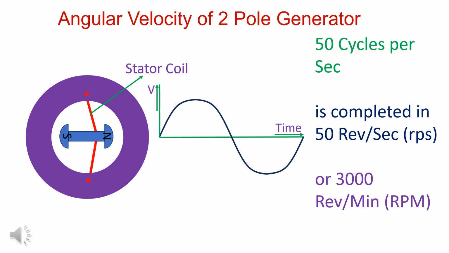Angular velocity can also be obtained by using N equals 120 f by P, where N is angular velocity in rpm, f is frequency of supply voltage, and P is number of poles.